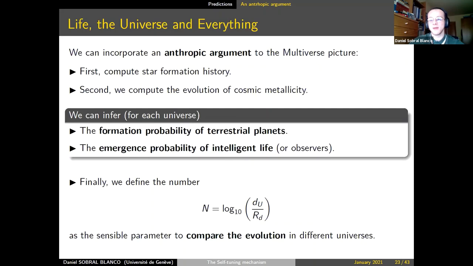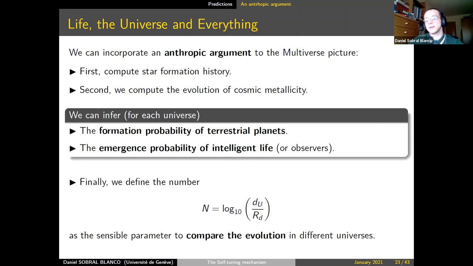Maybe a bit ambitious, but what we propose is to incorporate a kind of anthropic argument into the multiverse picture I have explained before. For doing this, we first compute the star formation history. Then we compute the evolution of cosmic metallicity.